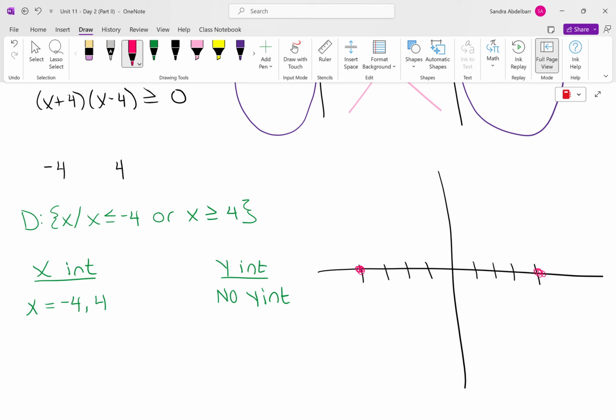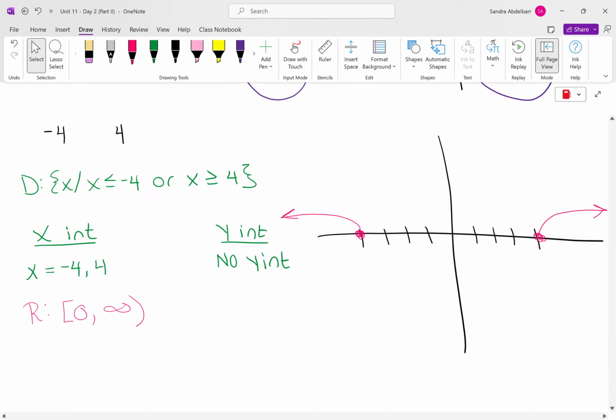So we have an x-intercept at -4, and an x-intercept at +4. Because our domain is saying x is less than or equal to -4, we're going to the left. Because our domain is also saying x is greater than or equal to +4, we're going to the right. Nothing in between. What is our range based on this graph? Michael? You got it.